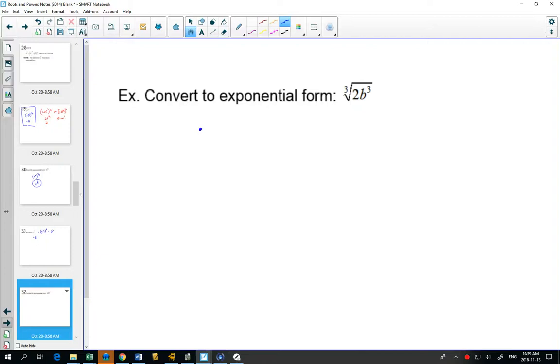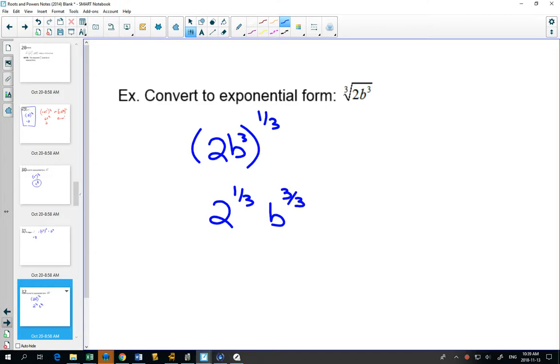Convert to exponential form. This would be 2b cubed to the 1/3. And if you used your exponent laws, you could write the 2 to the 1/3 and the b cubed to the 1/3. So this simplifies to just be 2 to the 1/3 times b. Ooh, so much fun math.